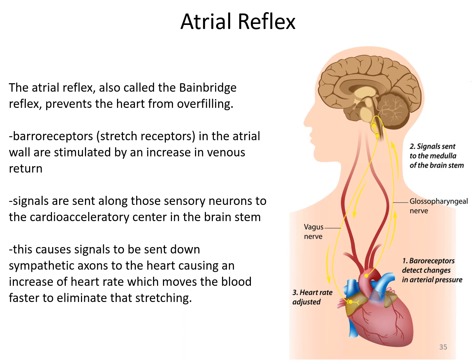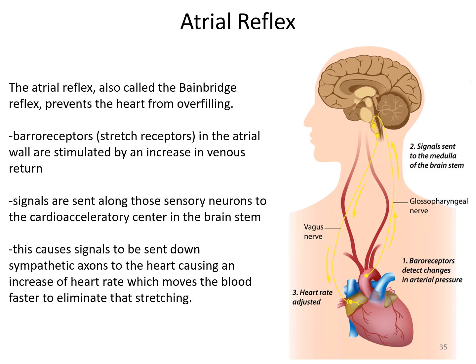There's something called the atrial reflex. It's also called the Bainbridge reflex. The main goal of this reflex is to prevent the heart from overfilling. So we have baroreceptors. Baroreceptors are receptors specifically that detect stretch or distension. We have baroreceptors in the atrial wall. And those get stimulated when you have an increased amount in venous return. So if we're just kind of going steady, we've got a certain amount of blood coming back to the atrium from our veins, and for whatever reason, we start to get an increased amount of blood coming back to the atrium from those veins, what's going to happen? It's going to stretch that atrial wall.